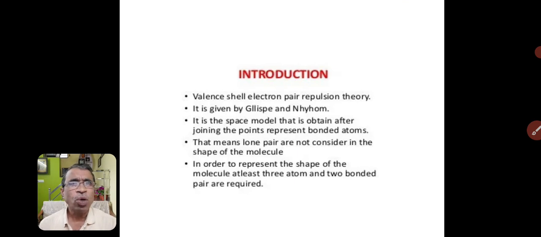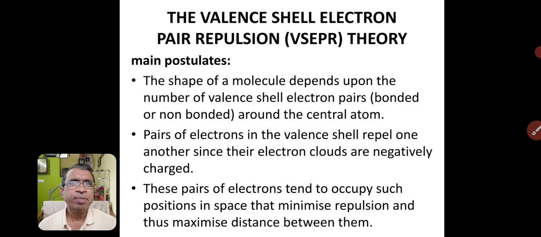This slide shows the valence shell electron pair repulsion theory given by Gillespie and Nyholm, and it says it is the space model that is obtained after joining the points representing bonded atoms. That means lone pairs are not considered in the shape of the molecule. In order to represent the shape of the molecule, at least 3 atoms and 2 bonded pairs are required.